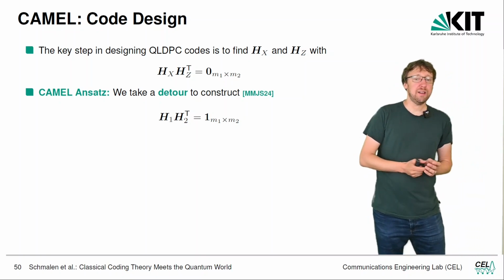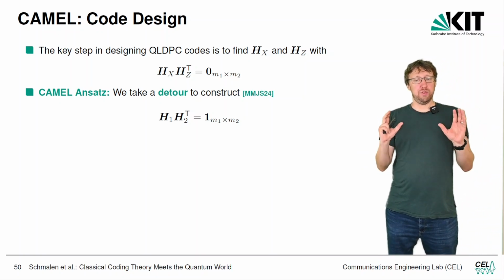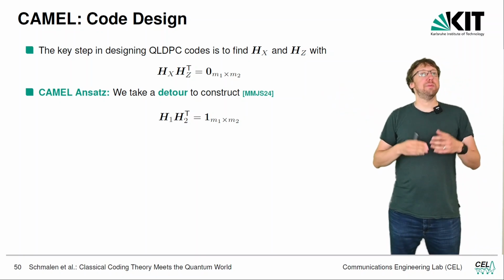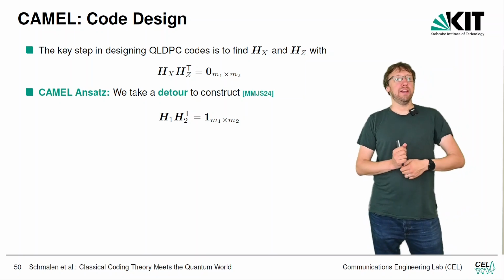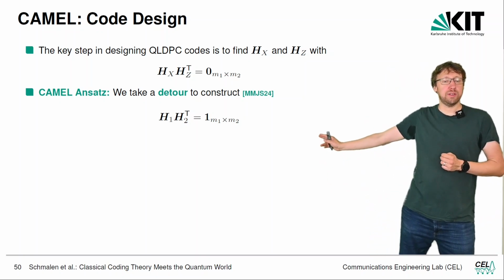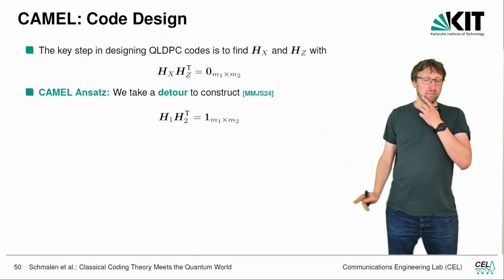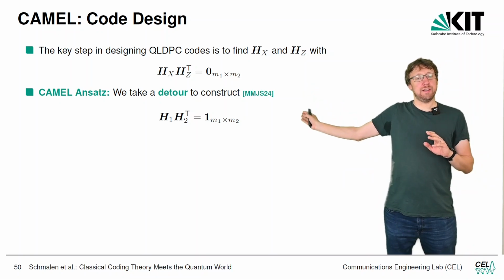So we start with the constraint that our traditional codes need to have. We know that hx times hz transpose must be equal to 0. Now the CAML ansatz is to take a detour and construct codes where h1 times h2 transpose is equal to 1. So just the opposite. The constraint is not fulfilled with this code.